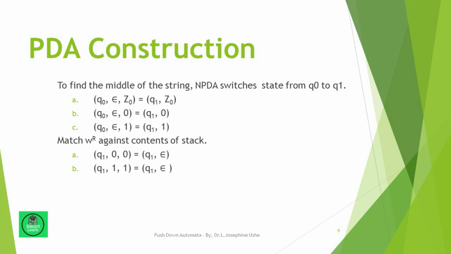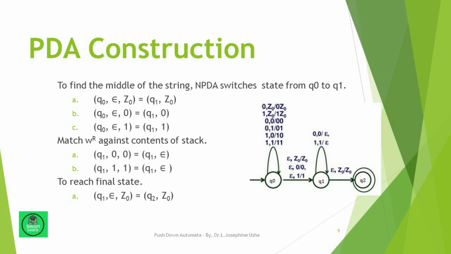Then you have to read the symbols present in WR. In that case you compare the symbols on the input with the symbol at the top of the stack. You are in the state Q1, and you check whether the input symbol matches the top stack symbol. If there is a match, you just pop the symbol, so Q1 comma epsilon, again in the same state.